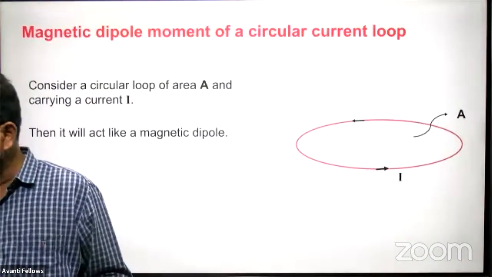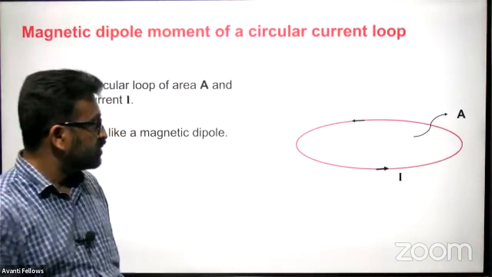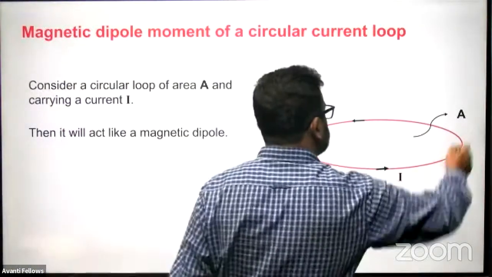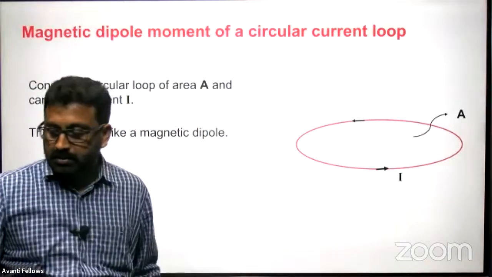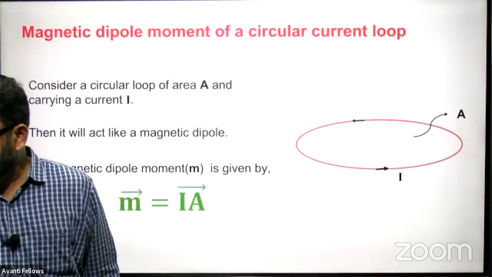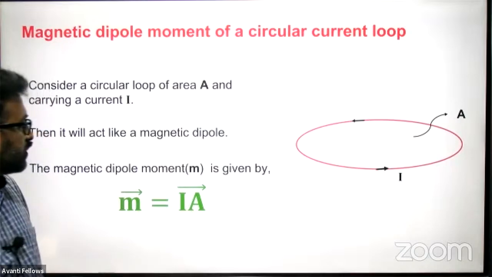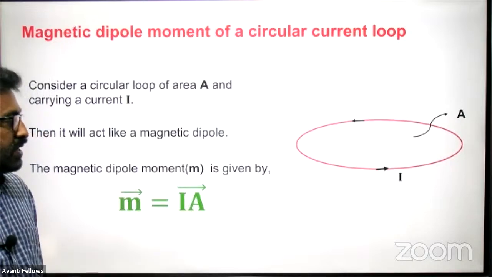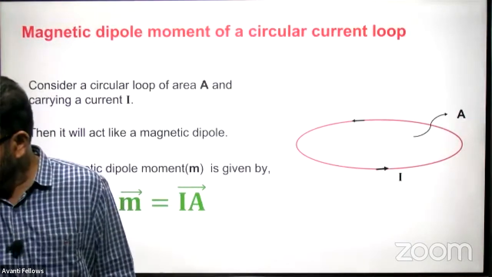Next one is, it will act like a magnetic dipole. So the current is circulating like this. It will act like a magnetic dipole. The magnetic dipole moment is given by the equation I multiplied by A. I is the current and A is the area vector.